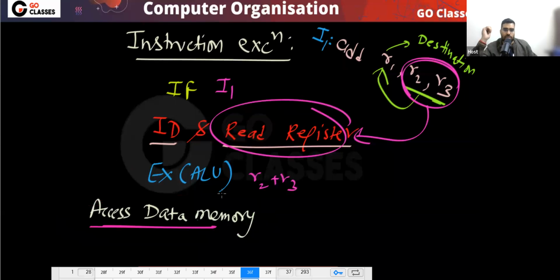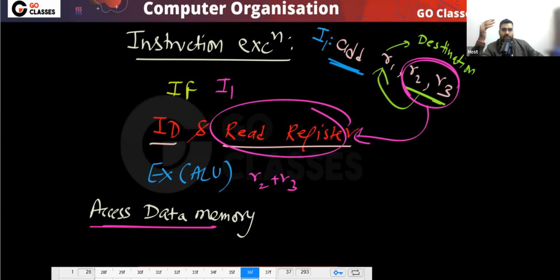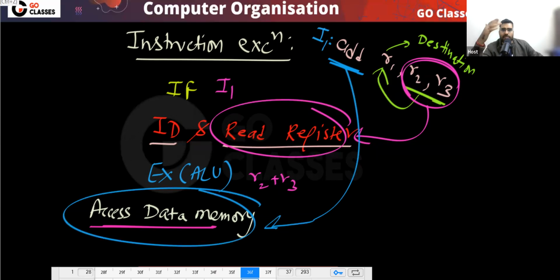But anyway, this phase will still happen, because all instructions have to go through the same path. This addition instruction does not need to access data memory, do you agree? But still this phase will happen. In this phase, the add instruction will not do anything; it will be idle.